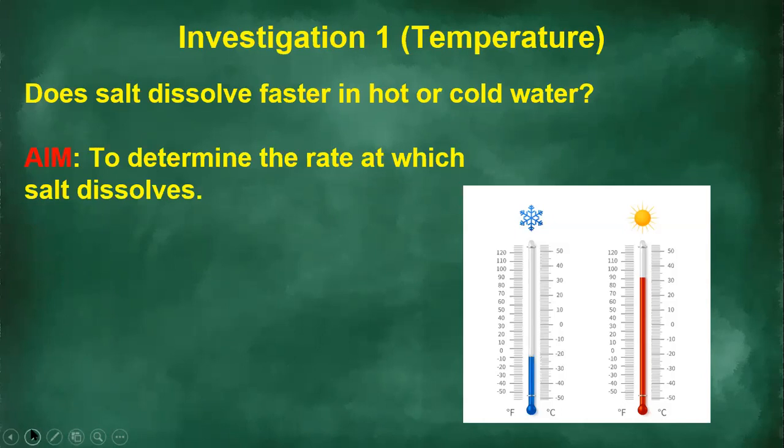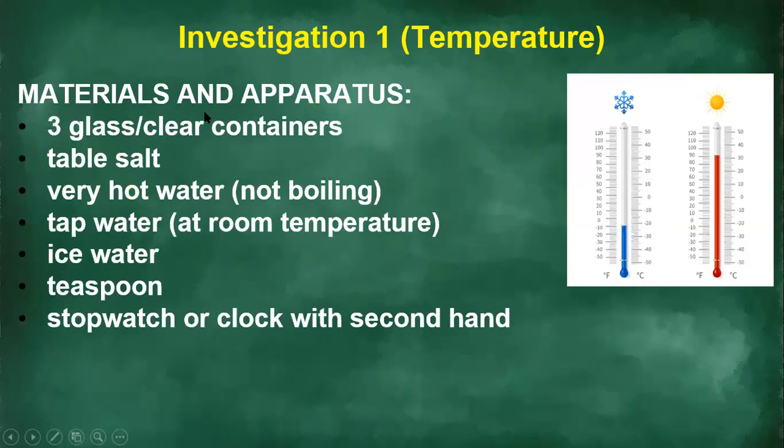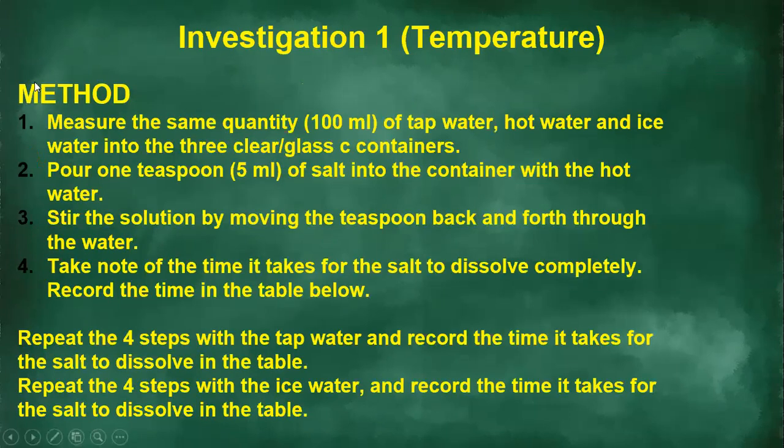So after the aim, you'll need the materials and the apparatus, because you can only conduct an investigation if you have these. If you don't have these, then you'll have to either go out and buy it or make a plan to get them or borrow them from a friend. Then you'll need the method. The method tells you exactly what to do, when to do it, and how to do it. It's just like baking a cake.